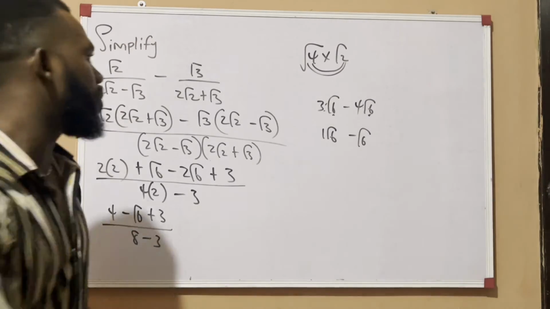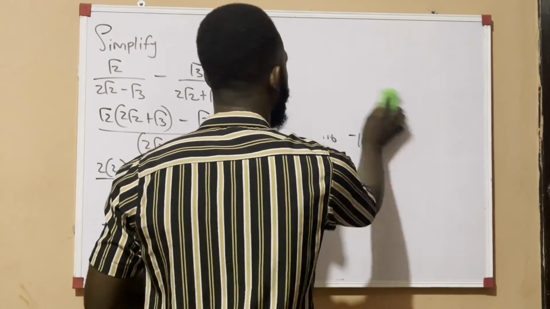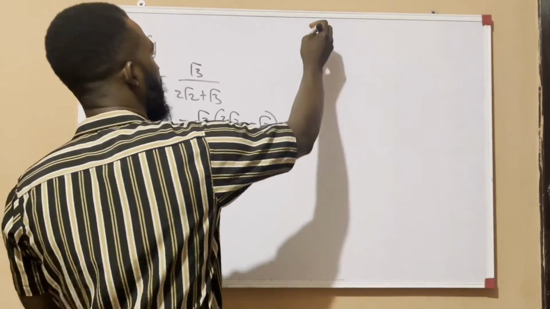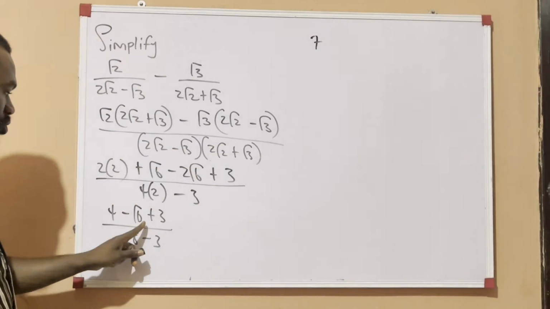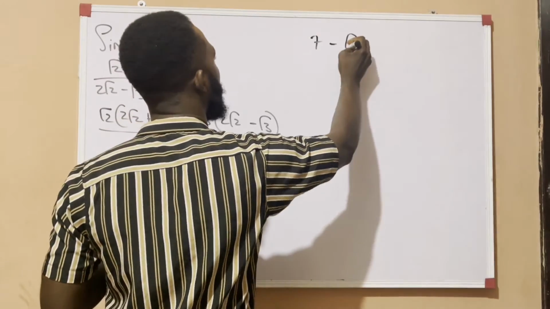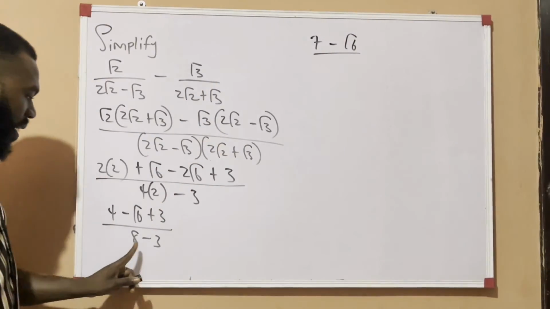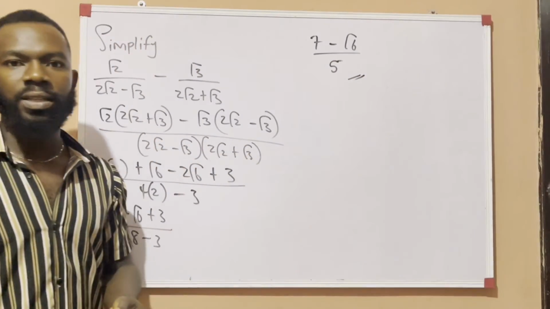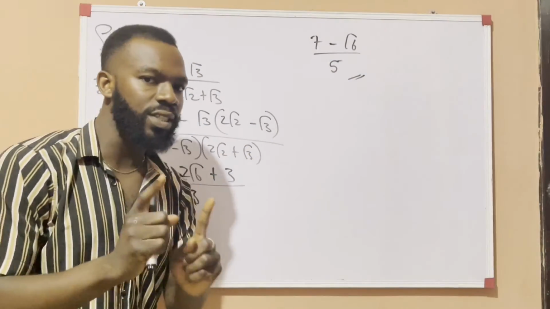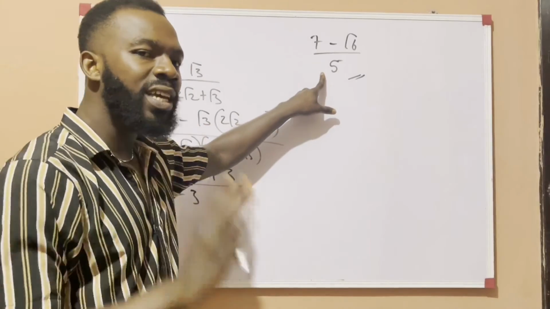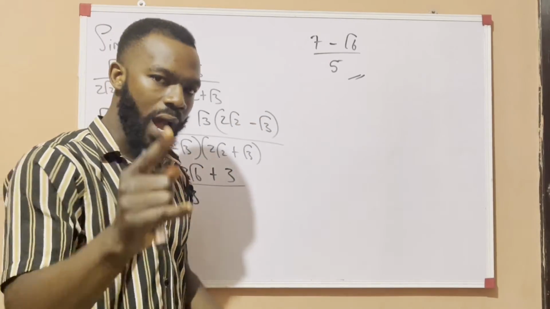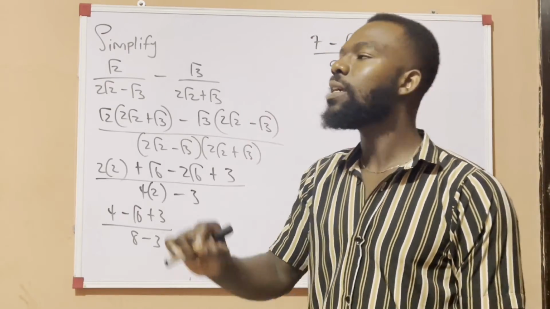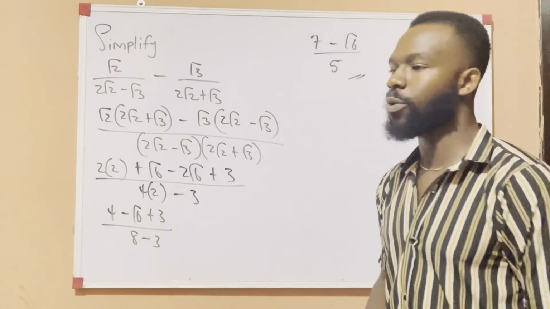Okay, 4 plus 3 gives us 7. Now, minus root 6, all over 8 minus 3 gives us 5. So this becomes the answer. If you notice now, the denominator is not carrying a root sign, because we have been able to successfully rationalize this question.